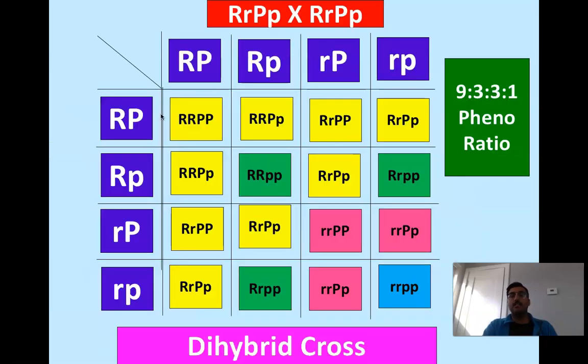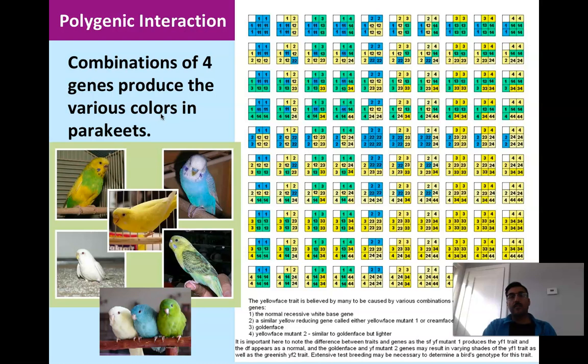Much like our chicken heads, or feather color or coat color, you can really see why there's such a variation in height in humans, or eye color in humans, or hair color in humans, right? You're not just black-haired or blonde-haired. You have every other combination in between those, and that's partly due to polygenic interaction.